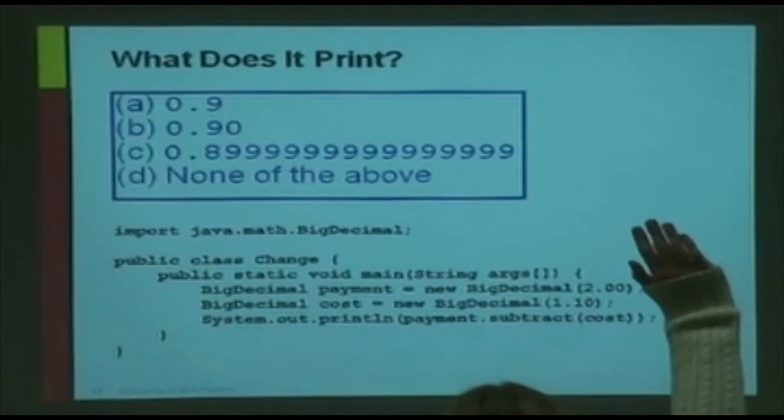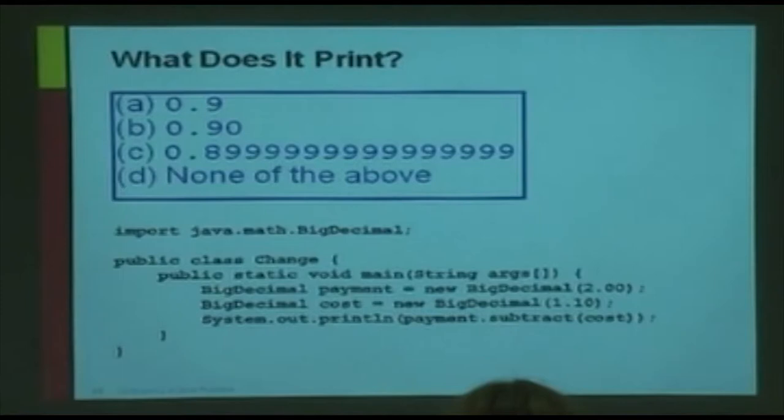And how many people go for choice C? Somehow this falls into the same trap the first one did. One of you. One. And how many people believe none of the above? Choice D. Six of you. So by a hair, the winning vote is choice A. But in fact, the correct vote is choice D.